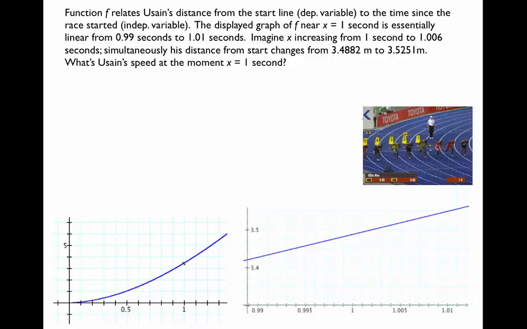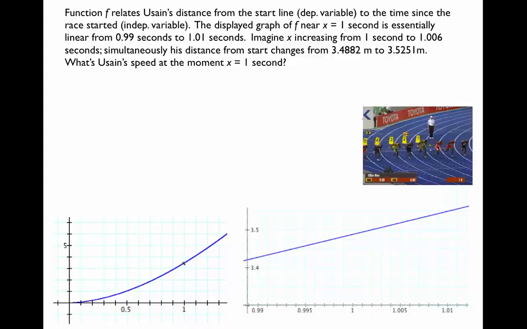So here I'm showing the moment from 0.99 to 1.01 seconds, and it's essentially linear. So we can use the idea of constant rate of change within this small time frame and just assume that it is, because it's so close to constant rate of change when we get this small moment around 1.